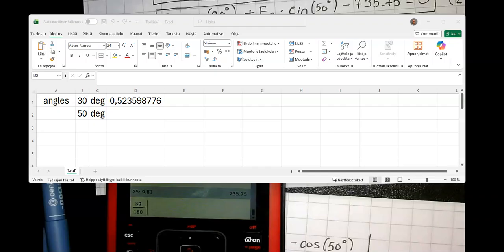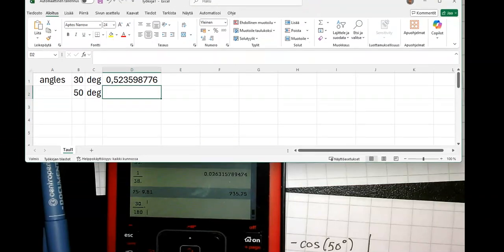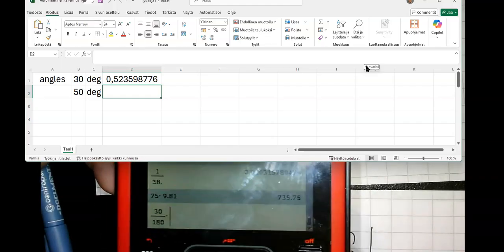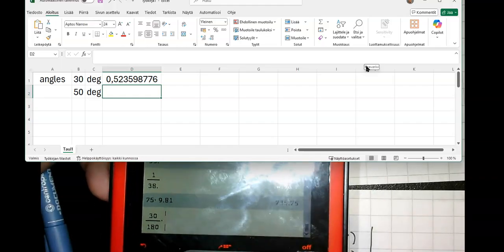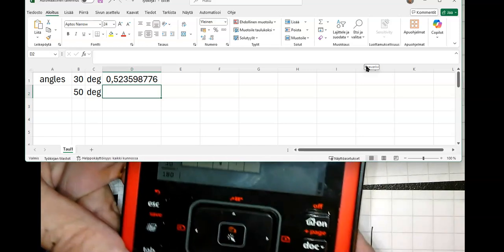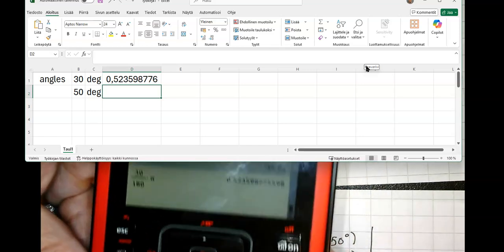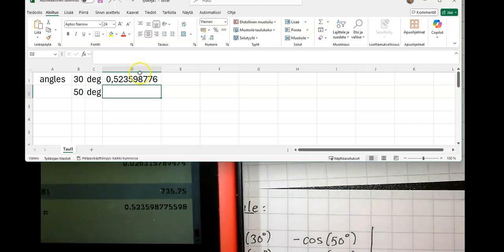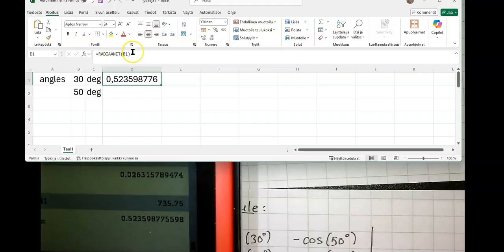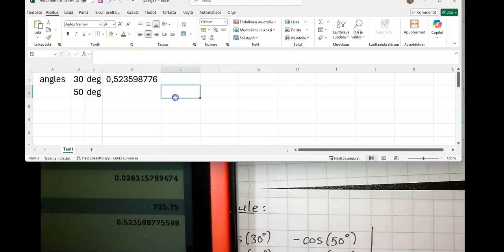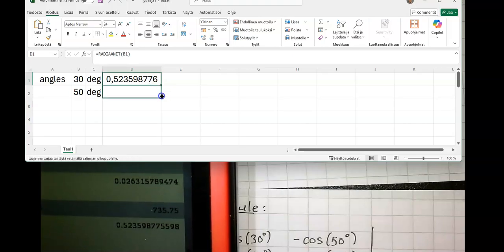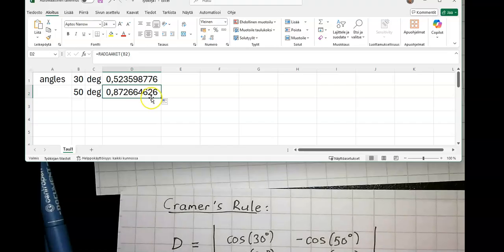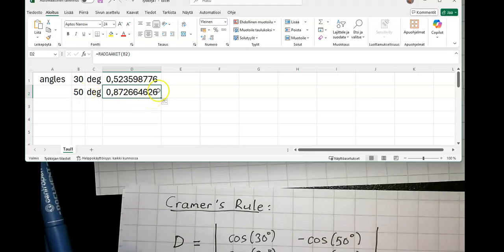So in my screen there is Excel sheet, and here you can see my calculator. 30 divided by 180, and then I multiply that with pi. And this will give me the same value as the Excel gave there. So here is the command radianit, or radians in English version. And then I copy that there, and it changes also that 50 degrees to radians.